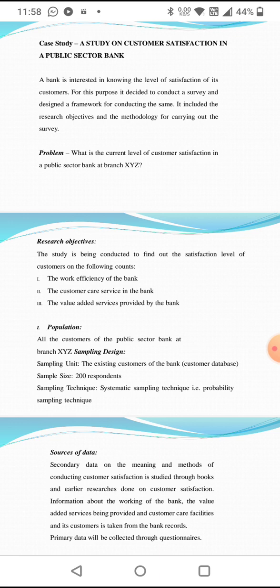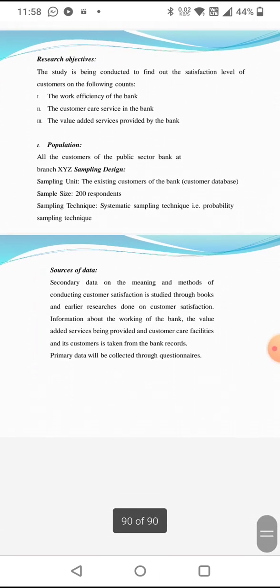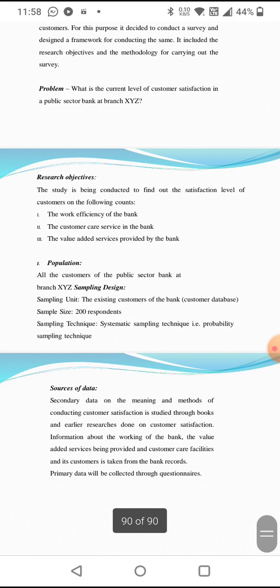Population: all the customers of the public sector bank at branch XYZ. Sampling design: the sampling unit consists of the existing customers of the bank. Sample size is 200 respondents. The sampling technique is the systematic sampling technique, that is, probability sampling, wherein it is probable for a particular sample to be selected, right?